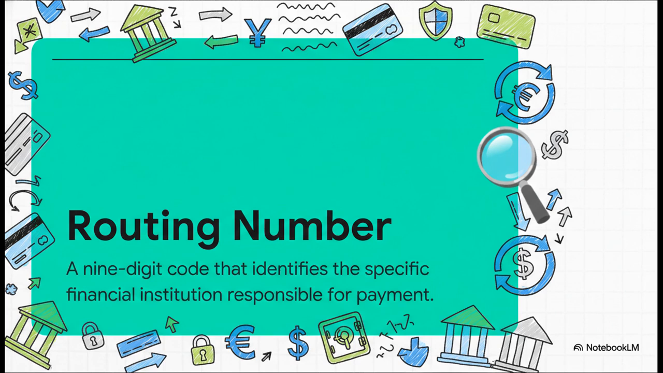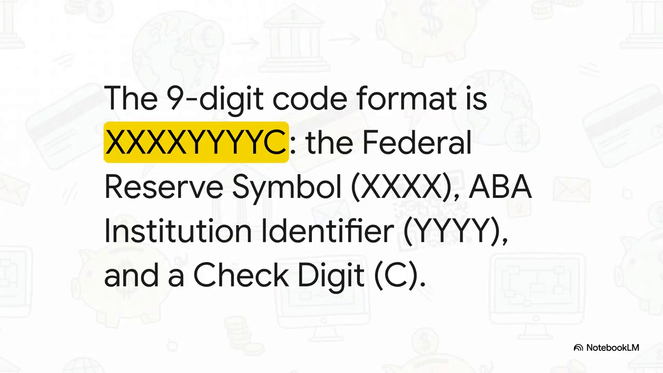So what does it actually do? Well, that 9-digit code's only job is to identify one specific US bank. It tells the system, hey, this is the bank that's responsible for this payment. And those 9 digits, they're not just random. They're broken into parts that identify things like the Federal Reserve District and your specific bank. But the really clever part is that last digit. It's called a check digit. It's a little math trick that lets machines instantly verify the whole number is correct, which cuts down on a ton of transfer errors. Pretty smart.